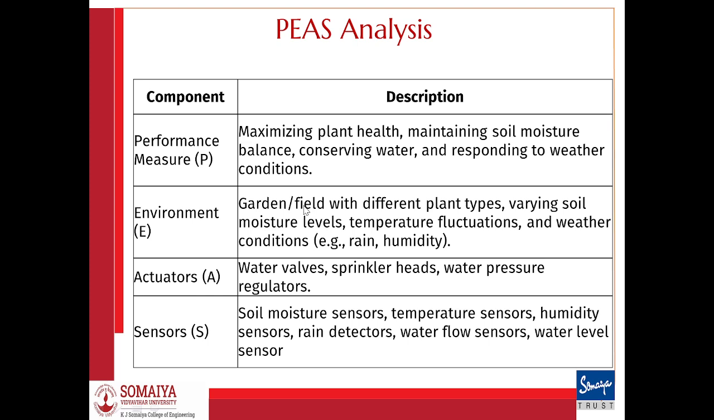While the actual environment would contain different gardens or fields which may contain different types of plants, they may have soils of different types, and the soils might have different moisture levels. The areas may have different temperature fluctuation conditions in the day or in the seasons. The weather conditions might be changing as well. The agent is supposed to control the water valves, the sprinkler heads, water pressure regulators, etc. And to do all this, it is going to get information from various sensors such as soil moisture sensor, temperature sensor, humidity sensor, water flow sensor, and so on.